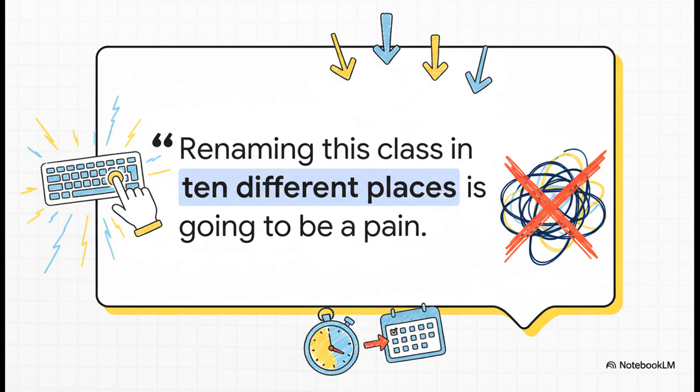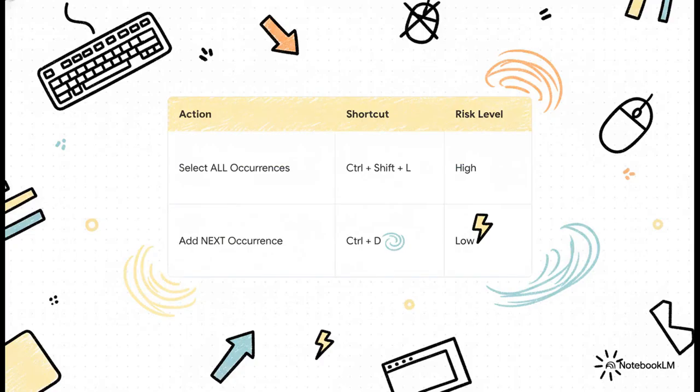Ugh, refactoring. We've all had that moment where your heart just sinks. You realize you named a variable something kind of dumb, and you have to go hunt it down and change it in like 15 different places. It's tedious, and it's so easy to miss one. This is where you become a wizard with multi-cursor magic.